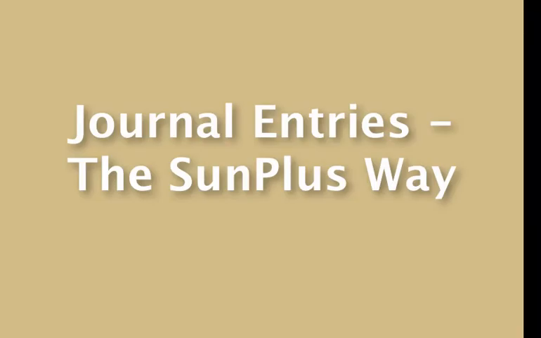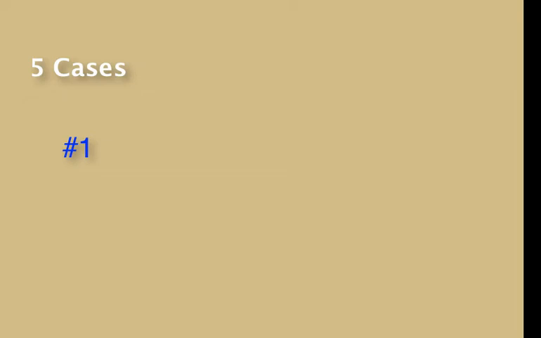Because organizations will handle the processing of resources for the purchase of fixed assets in slightly different ways, we are now going to examine 5 separate sets of circumstances and how they would impact the way this purchase is actually recorded in the SunPlus system. So the first case that we're going to take a look at has 4 basic variations on a theme.